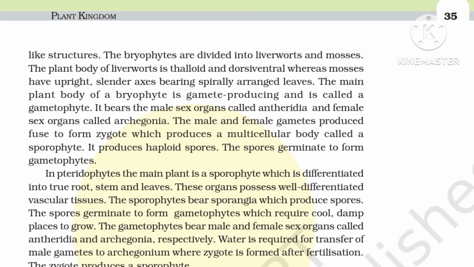In pteridophytes, the main plant is a sporophyte which is differentiated into root, stem, and leaves. These organs possess well-differentiated vascular tissue. The sporophytes bear sporangia which produce spores. The spores germinate to form a gametophyte which requires cool, damp places to grow. The gametophyte bears male and female sex organs called antheridia and archegonia, respectively. Water is required for transfer of the male gamete to archegonia, where the zygote is formed after fertilization.